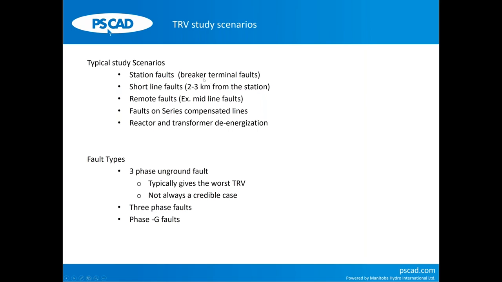Once we come to selecting the study scenarios, generally we perform breaker terminal faults. It means we apply the fault on one side of the breaker, upstream or downstream, and try to clear the breaker. If it is a line breaker, we put a short line fault roughly 2 to 3 kilometers away from the breaker, apply a fault and then try to clear the breaker. Maybe also a remote fault, which can be at mid-line, depending on the line length. You can define where the fault should be.